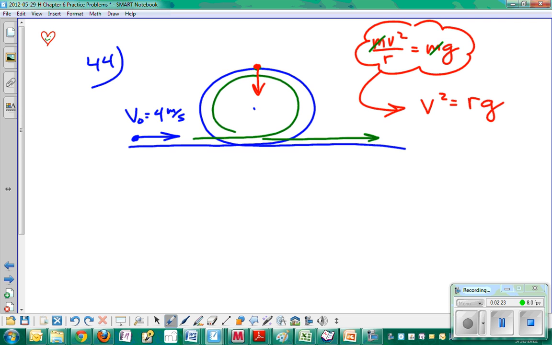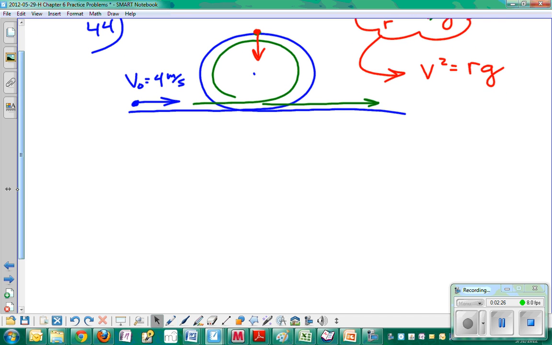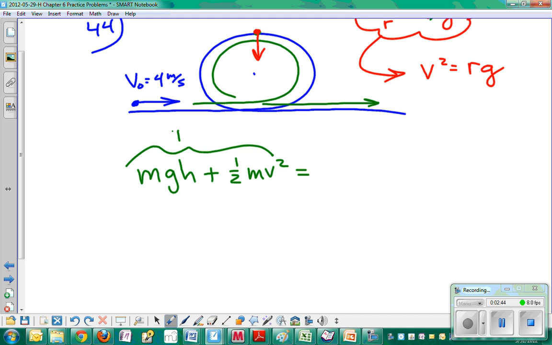This is one of those situations where we have an energy budget, as we term it. At the top, mgh, h at the top, plus the kinetic energy due to the speed, one half mv squared, has got to be equal to what it was at the bottom. How do we know that's true?